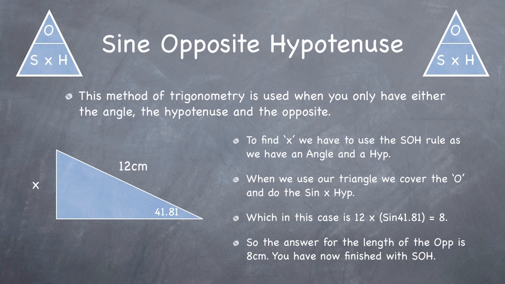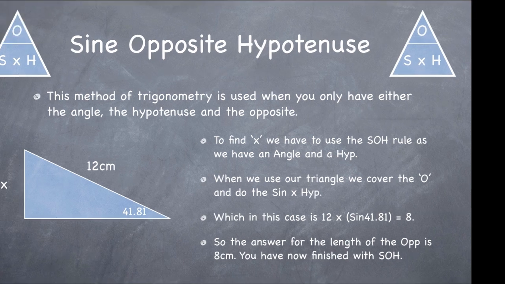This method of trigonometry is used as we only have the angle and hypotenuse. So what we're going to do is sine times hypotenuse, which in this case is 12 times sine 41.81, which equals 8. So the answer for the length of the opposite is 8 centimeters. Right, we've now finished with the SOH rule.